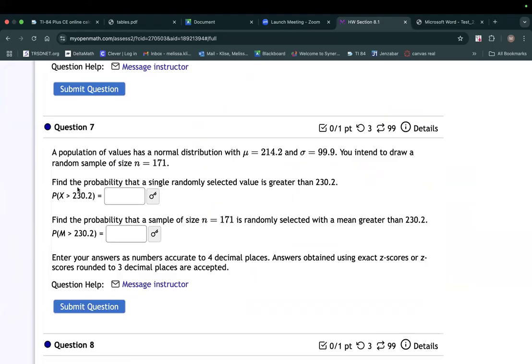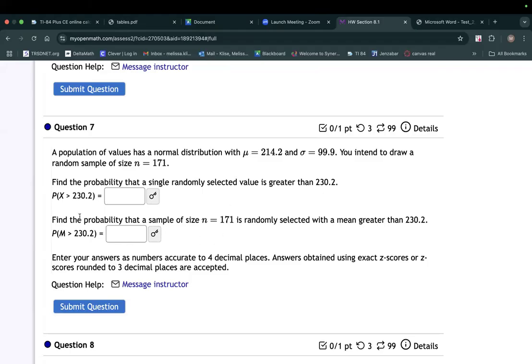So notice here, it says find the probability that a single randomly selected value is greater than 230.2. You are using chapter 7 concepts here. Since this is not a sample, it is a single person or single individual, then you are going to use this standard deviation and not the new one. You're going to do the normal CDF with the real standard deviation and not the new one because it's not a sample. It is an individual random person or thing that you're taking.